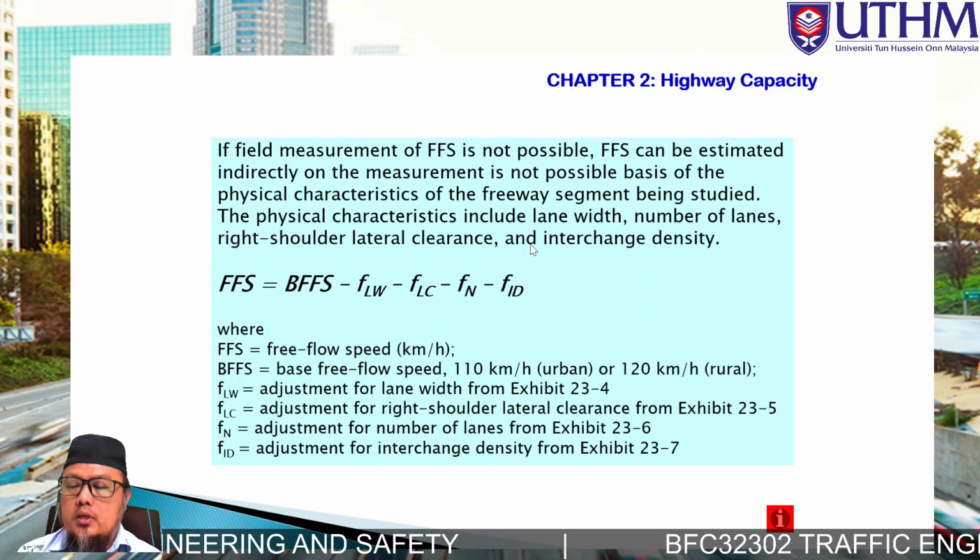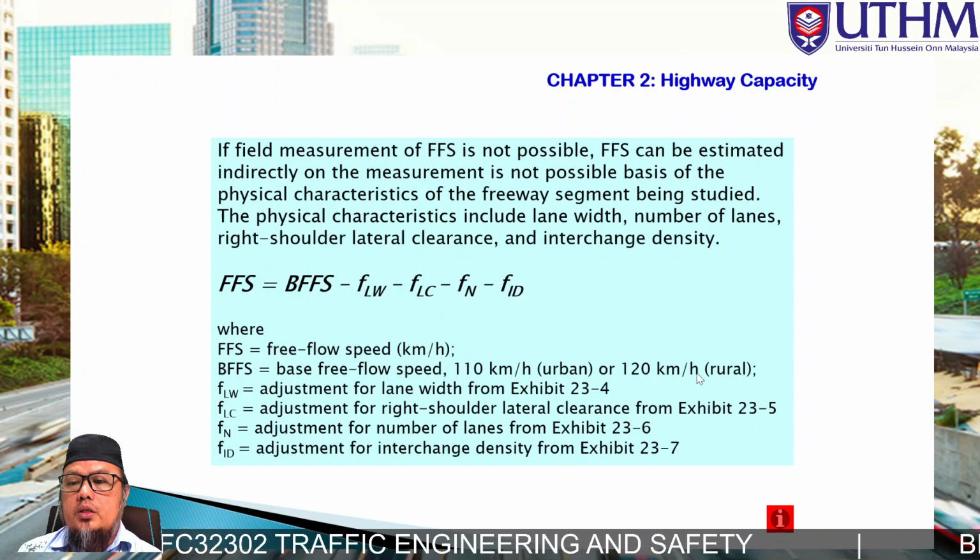But for this particular freeway section, we have this kind of estimation only for BFFS, which is 110 for urban and 120 for rural. So please remember these two types to represent BFFS, basic free flow speed. We only have two categories for freeway section analysis. Differing from multi-lane, where we have 85 percentile and posted speed limit, here we only have these two typical ones: 110 for urban, 120 for rural, to replace BFFS.